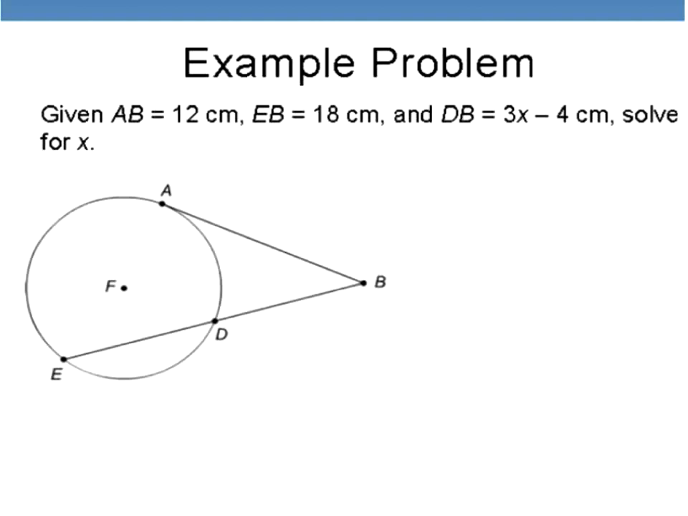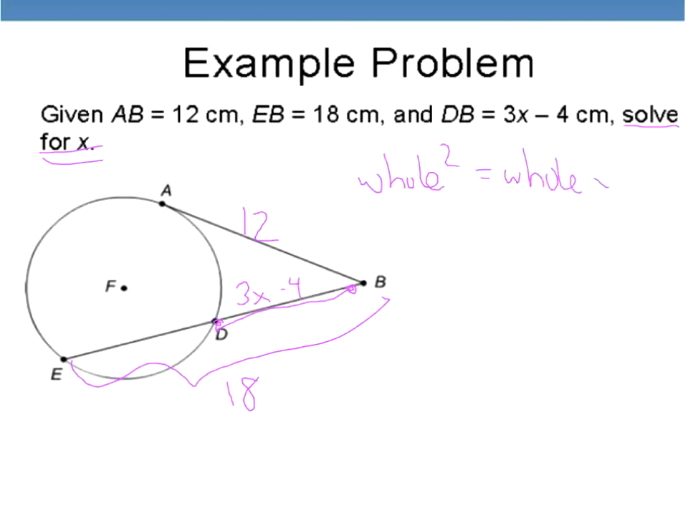Here we go. It says, given that AB is 12, so let's add a 12 to our picture, and that EB is 18, DB is 3x minus 4, solve for x. So let me give you a moment to try and set it up on your own, and then I will show you how we do it. But let's write out our formula. Whole squared equals whole times outside. So take a quick minute and see how far you can get on this one on your own.